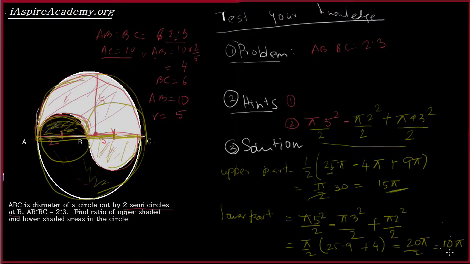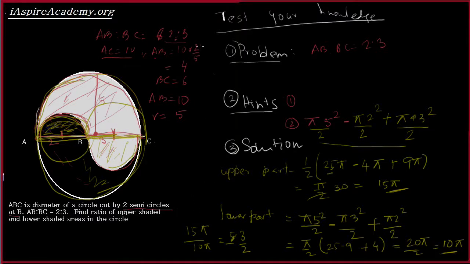So we have 15 pi and 10 pi. So the upper by lower ratio is 15 pi divided by 10 pi, equal to 3 by 2. So the ratio of the upper and lower is 3:2.